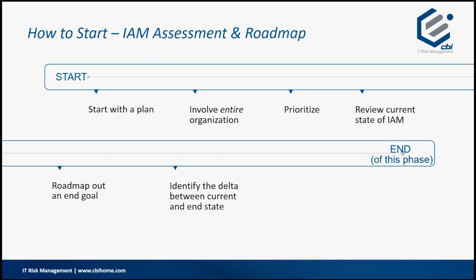You want to identify that delta between your current and end state. Okay, here's where I am, here's where I want to be, what are the differences in between? And then we want to, from that, define our roadmap. So here's where it's all laid out. Here's the stops along the way. Here's what we have to see. Here's where we're going to stay. Here's where we're going to call it a break point.